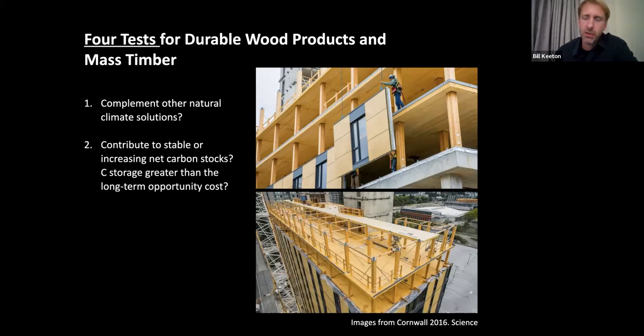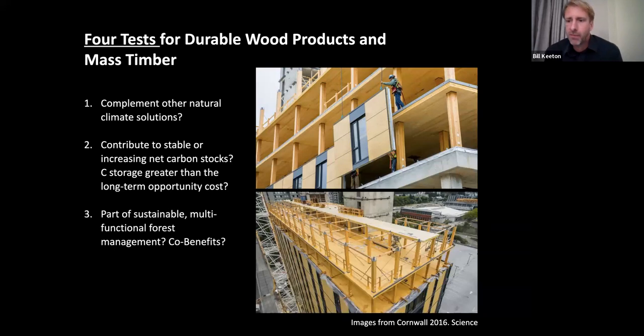Does it contribute to either stable or, even better, net increasing carbon stocks in the system overall? So by system, I mean the carbon on the landscape in forests, and also the carbon that's moving through the wood products stream, accounting for the life cycle of carbon as it moves through wood products and then ends up in its ultimate fate. So does it contribute to stable or net increase in carbon stocks? That's essential. And then from a more general sustainability framework, does it contribute to multifunctional forest management, the other co-benefits that we all know are so important from forests? So water, recreation, biodiversity, aesthetics, and everything else.